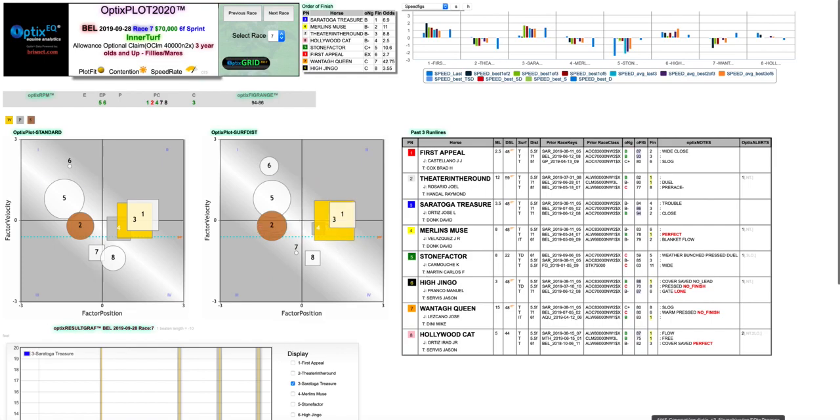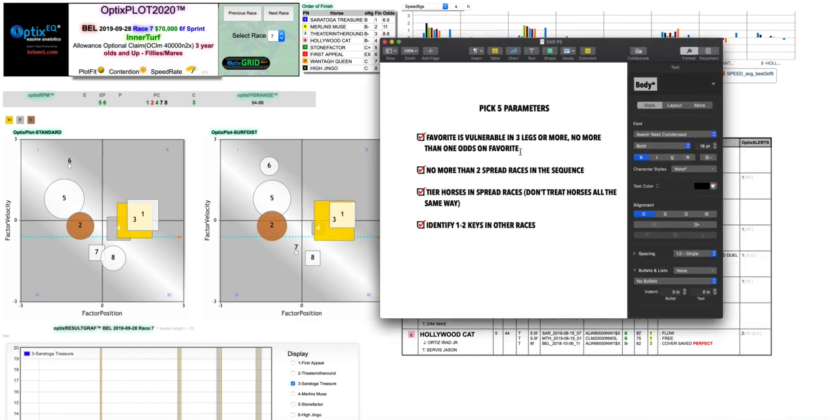Okay, so let's go back to how we started this analysis. We said, did we have enough of the parameters, at least my parameters, for deciding if I'm going to do a pick 5 or not? And I did. Based on my analysis, I was against the favorite in 3 or more races. I only had 1 spread race; I'm looking for no more than 2. I did a tiering in the spread race. I identified 1 and 2 keys in each of the other races. So my criteria were met, and I did play it.